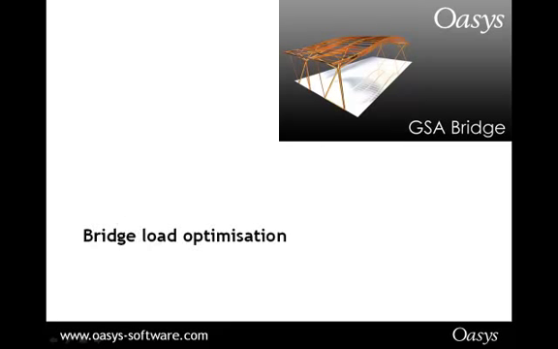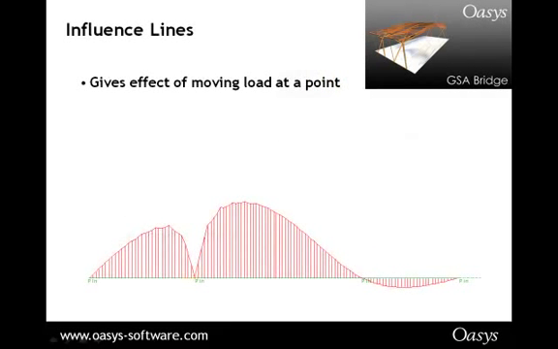Let's look at the bridge loading optimizations. Now, one of the most important things about bridge loading is a thing called influence lines, which, as I say, give us the effect of a moving load at the point. In this particular case, this diagram here is moment at the support point, and you can see this loading here has quite a large effect, loading here has quite an even larger effect, loading over here a small negative effect.